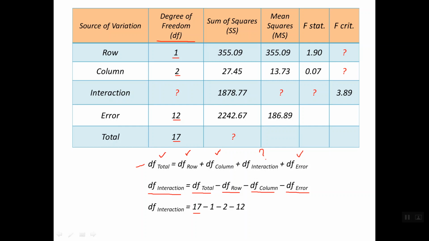This is the total df. This is the df for the first factor, this is for the second, and this is for the error. So the value of the degree of freedom for the interaction between the two factors is equal to 2.